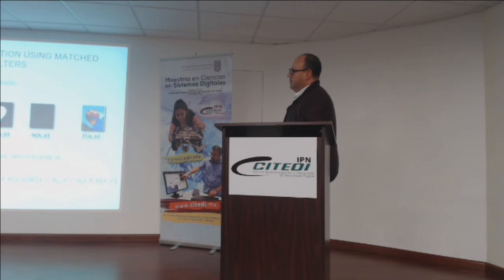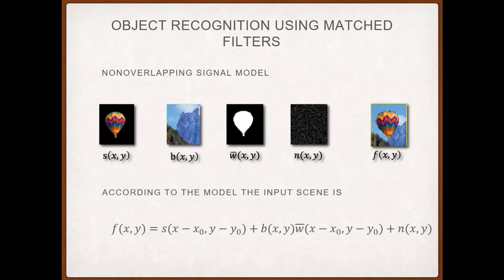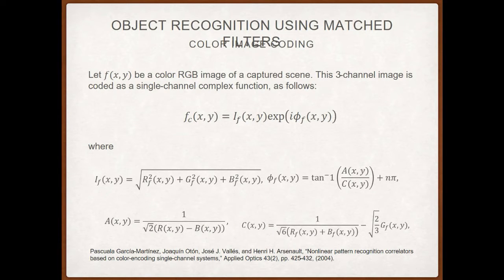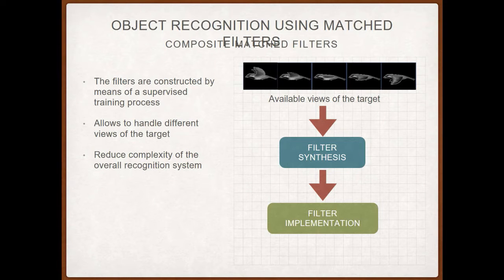When we process images in color, a widely used approach is to process independently the three color channels. So in this case, we can apply a color codification of the three color channels into a single channel by using complex numbers, like this codification. So this allows us to process color images in only a single channel. Allows to recognize multiple views of a target with a single filter.